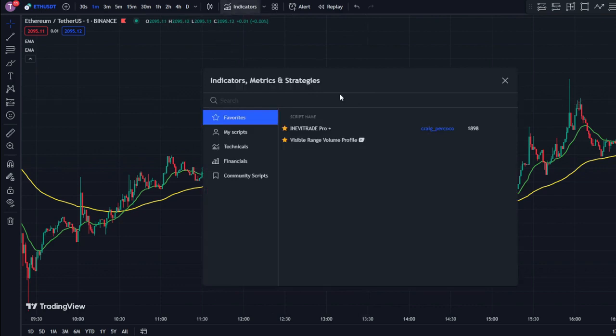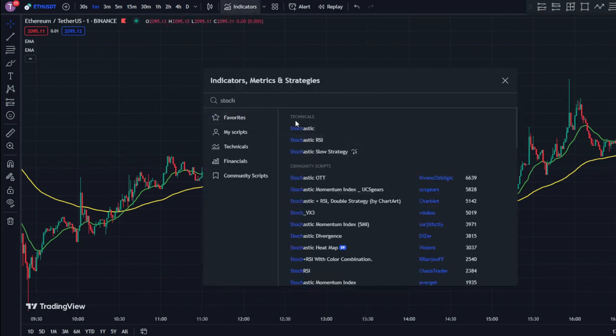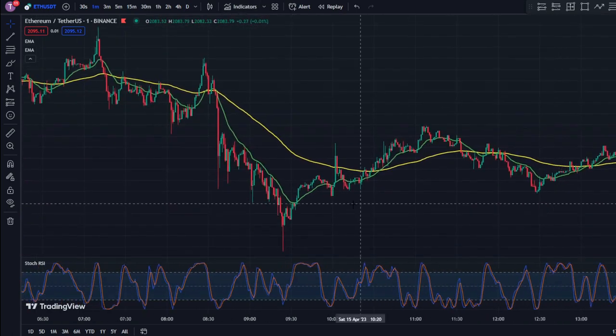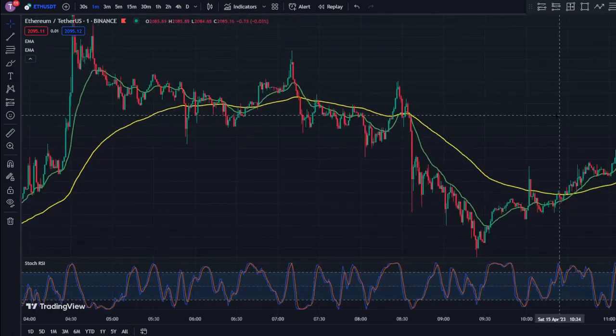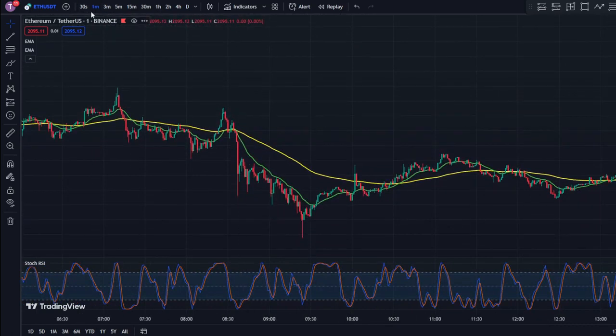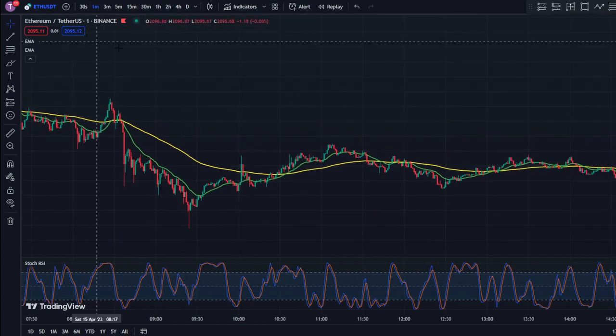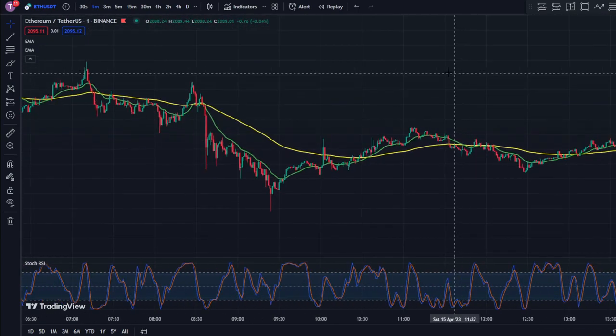Next up, we are going to use the stochastic RSI. Very simple. You're going to search up stock in your indicators, metrics and strategies, click on the stochastic RSI, and that is the second indicator. This strategy is very simple. We'll be trading on the 1 minute time frame and I'll be using the Ethereum chart to show you how the strategy works.